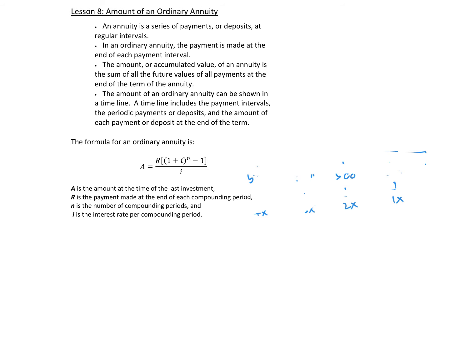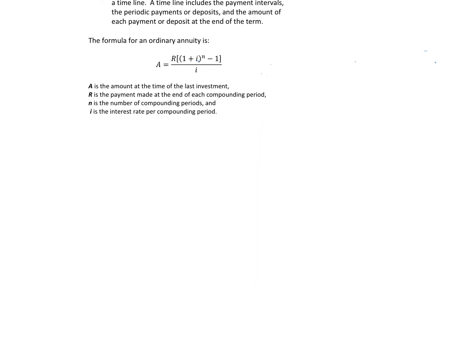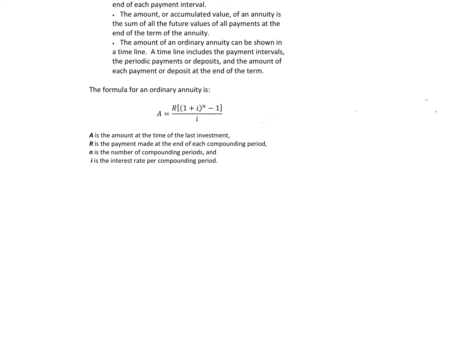So there is a formula given here. The amount A is the final amount, so that's all the deposits plus the interest. R is the payment or deposit, so that's either your deposit or a withdrawal or a payment. I is the interest rate that we've been using in compound interest, and N is the number of compounding periods that we've been using in compound interest. So this is the formula. Remember that there is a formula sheet at the beginning of the course that has all the formulas that you need all on one page.